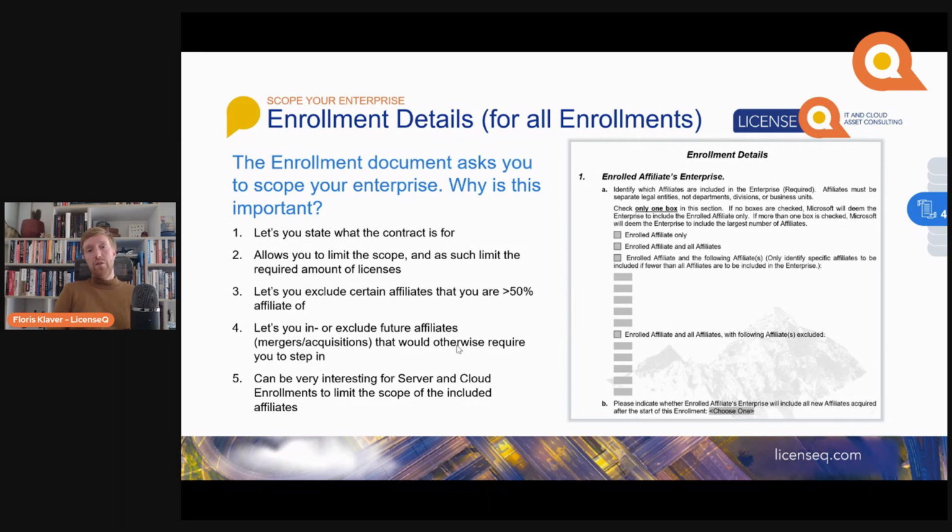I've seen plenty of organizations that don't know the scope of their organization, but they, for instance, did know that a couple of entities within their organization should not participate because they're doing their own licensing. Then in that sense, you want to tick the final box and say every affiliate is included except these couple.